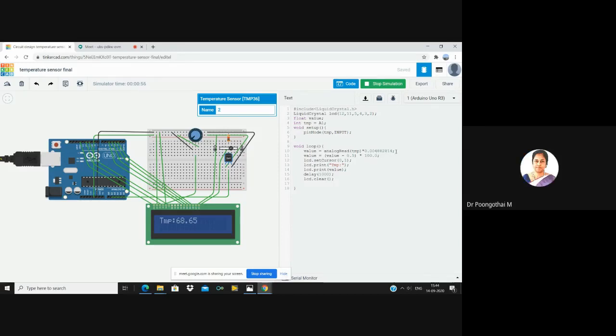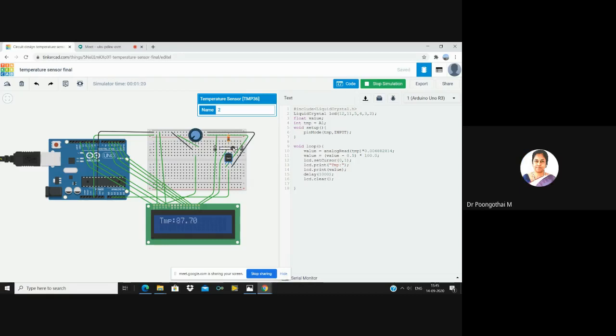Yes, ma'am. What it is, is there in the data sheet, ma'am. You have to infer, Kamali. Okay, ma'am. The first line actually converts it into a 0 to 5 volt value, and the second line converts it into the Celsius value, ma'am. Whenever the temperature sensor value changes, it will be displayed on the LCD, ma'am.